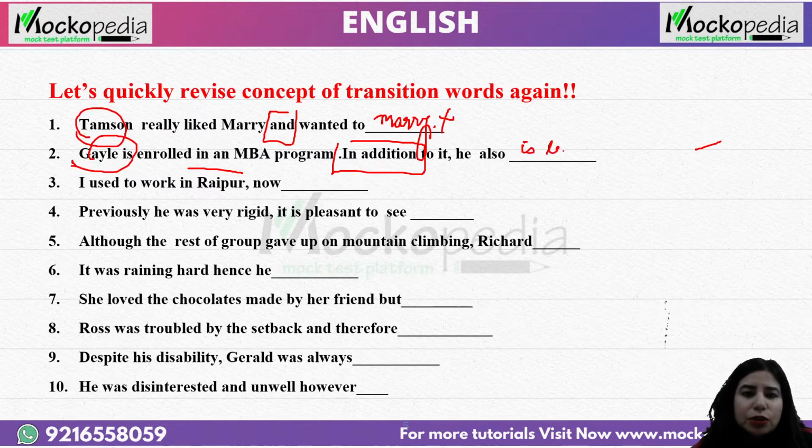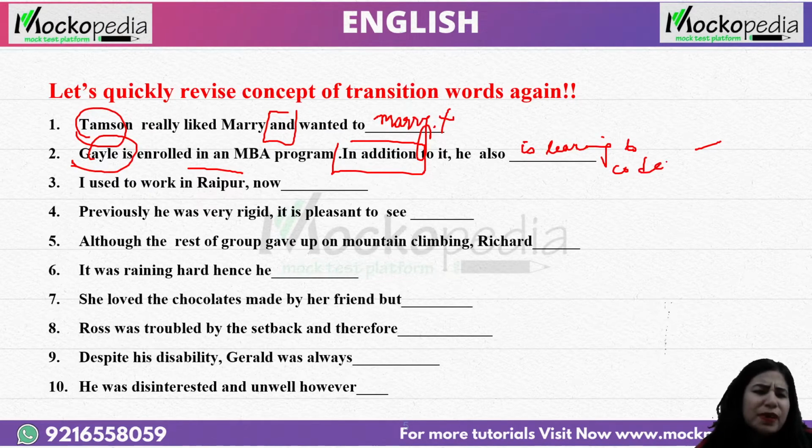is learning to code. This is my answer. You can say he's also preparing for some competitive exams, or he's also helping his father in the business. He has started his own entrepreneurial venture. Any idea which says that there's something additional being done, right? Take a look at the third statement.